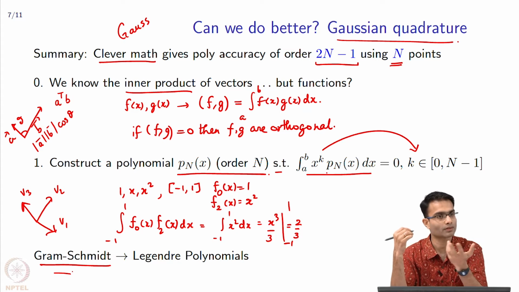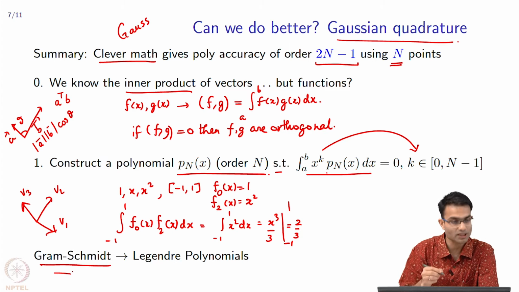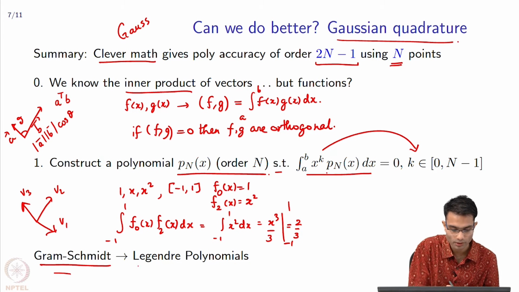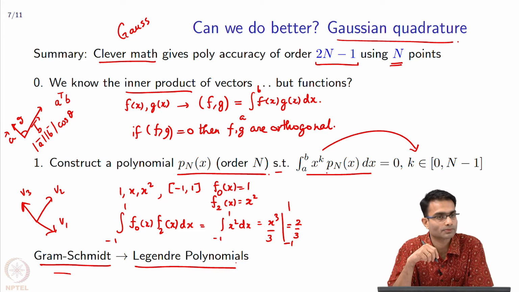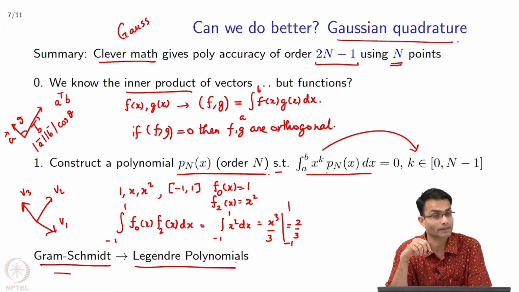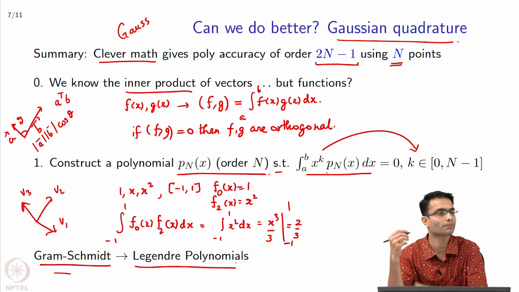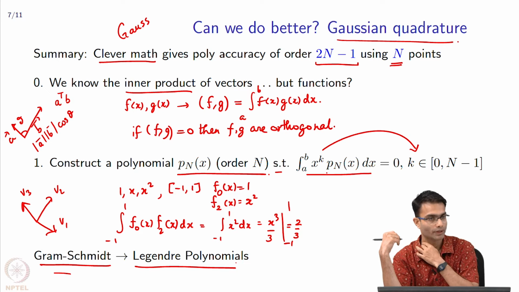This has of course been done, and there is a very nice name for these polynomials. These polynomials that you get after orthogonalization are called the Legendre polynomials. There is an entire family of orthogonal polynomials with different names and different properties, but the idea is the same, orthogonality between functions.